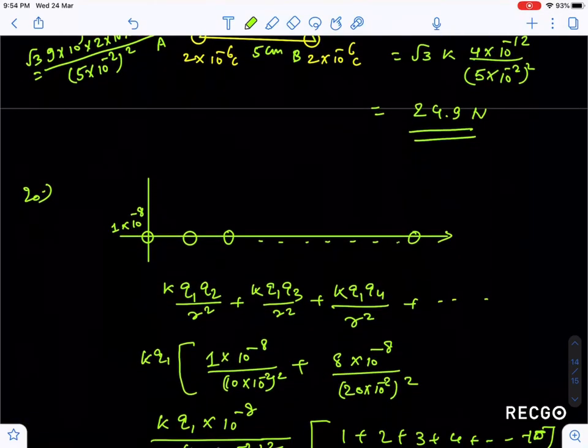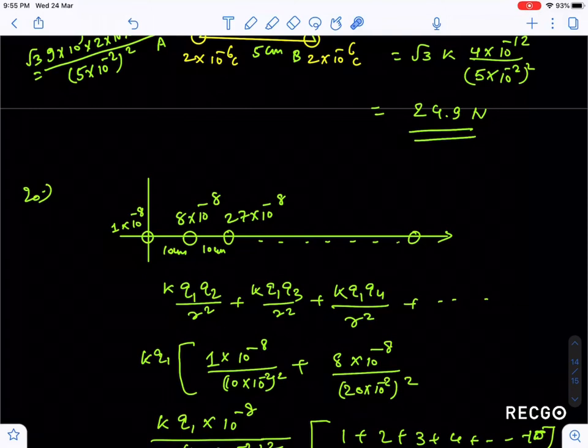So in the next question, which is question number 20 of HCV, the charges are given like 1 into 10 to the power minus 8, and 27 into 10 to the power minus 8. You can cross check this question also. And the distance is given as 10 centimeter, and from these two charges, again 10 centimeter, meaning this is 20 centimeter.